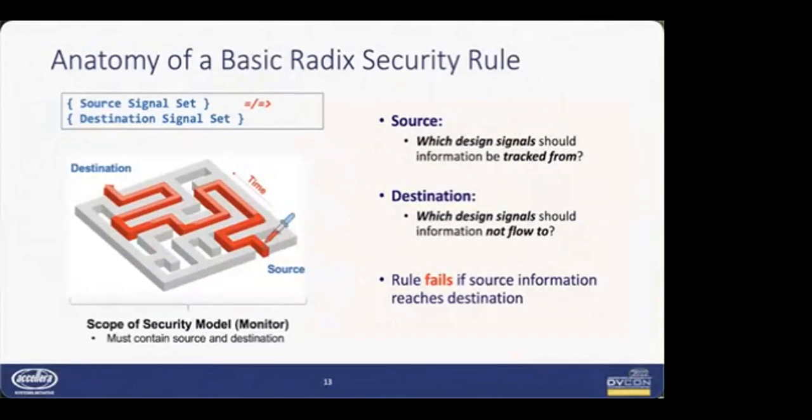A Radix rule specifies where information is not allowed to flow in the design. The security asset is either the source or the destination of the information flow. Information is tracked from a set of sources to a set of destinations, and Radix will identify if any of the information from sources reaches the destination signals. We will see several examples of Radix rules in the upcoming demo.